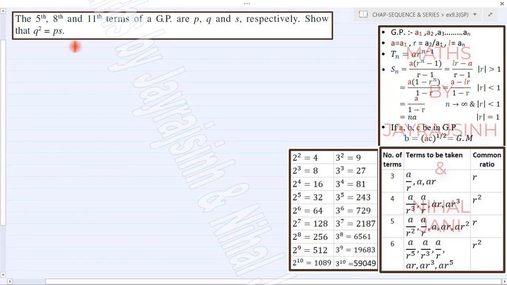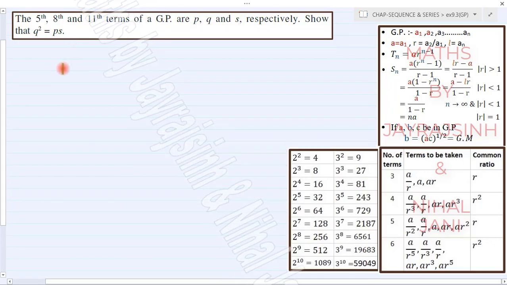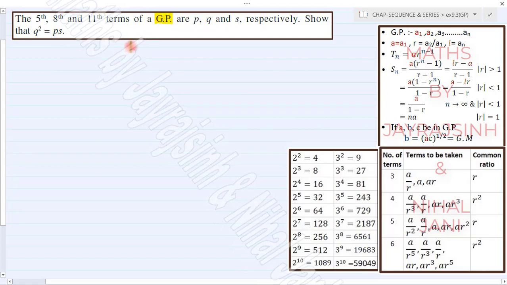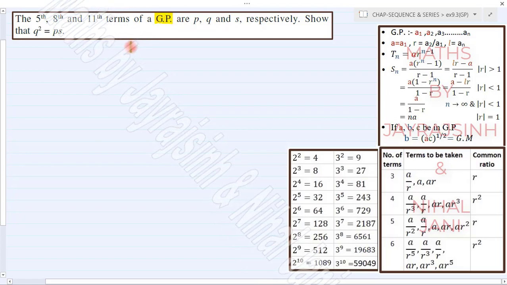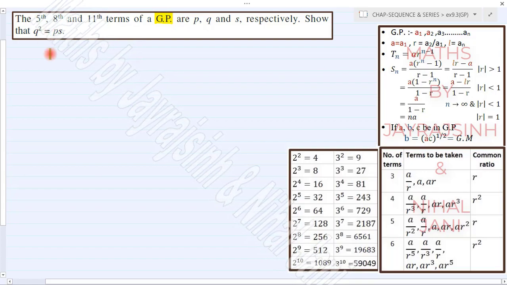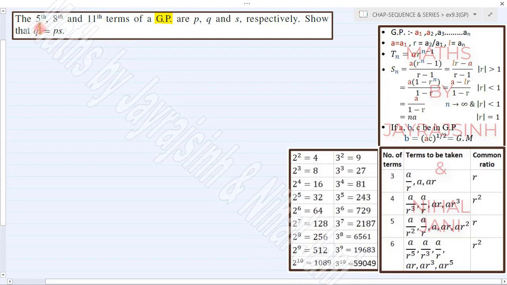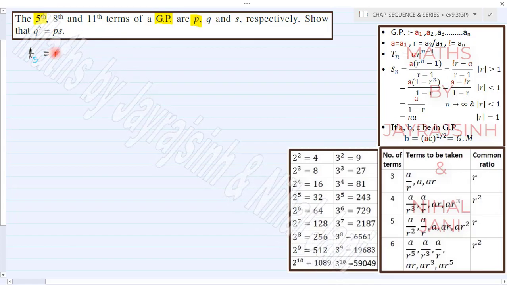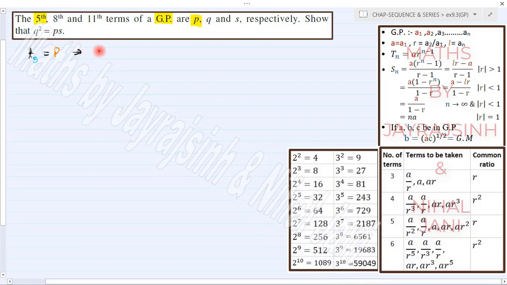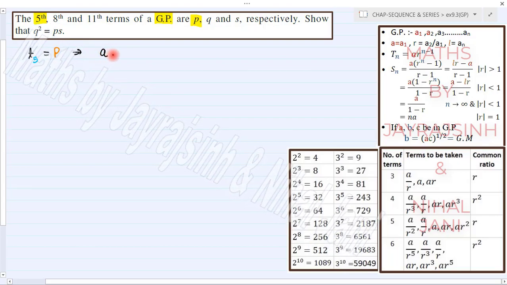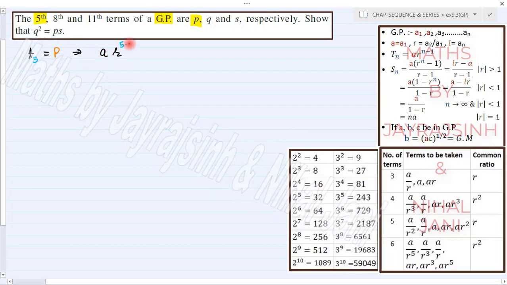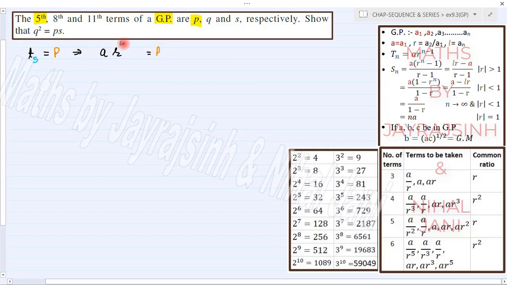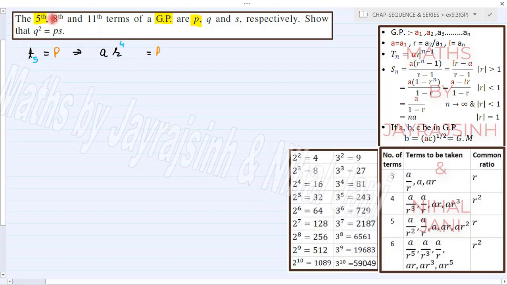In this example, we have the 5th, 8th and 11th terms of a GP given as P, Q and S respectively, and we have to prove that Q square is equal to PS. So, let's form equations. Your 5th term is given as P. Using the formula of the nth term, we can say it is A R raised to 5 minus 1 is equal to P, or we can say A R raised to 4 is equal to P.